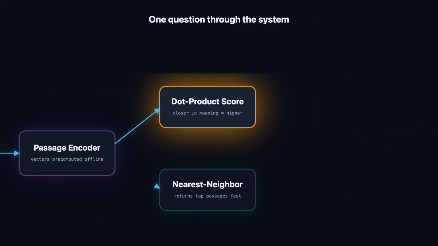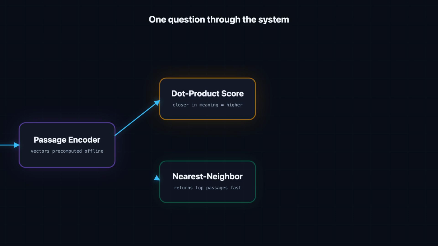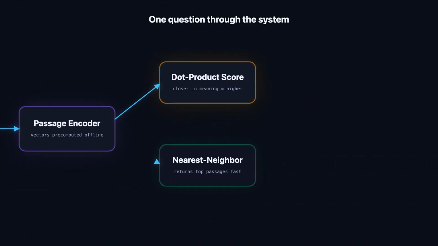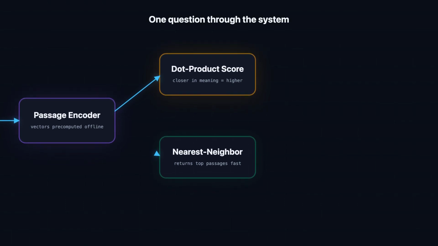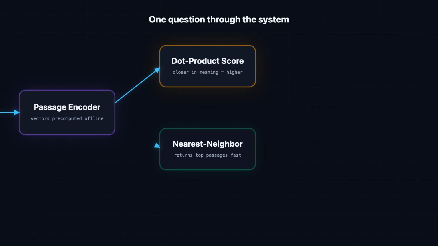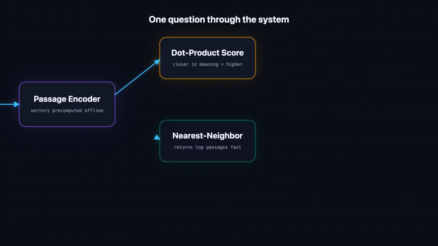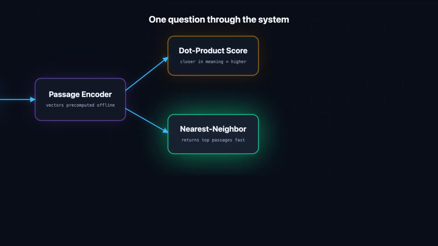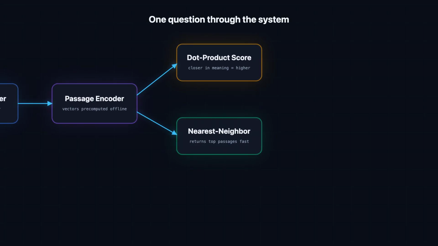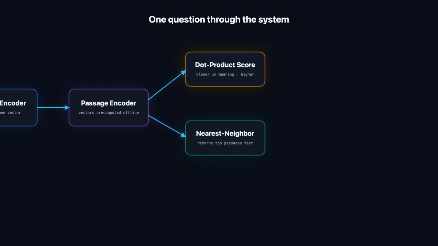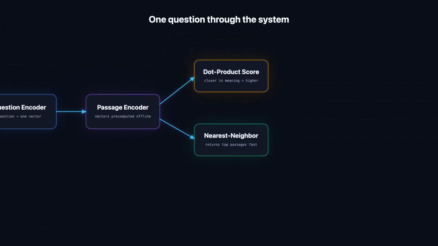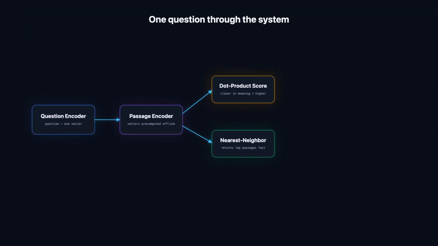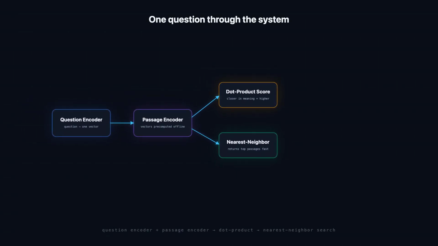Relevance is then just the dot product between the question vector and a passage vector. A bigger dot product means the two sit closer together in meaning space, which is a wonderfully cheap way to score a match. No extra network pass required at query time. Since every passage vector is pre-computed, answering reduces to a fast nearest neighbor lookup. The system grabs the passages whose vectors sit closest to the question and returns them as the top results.